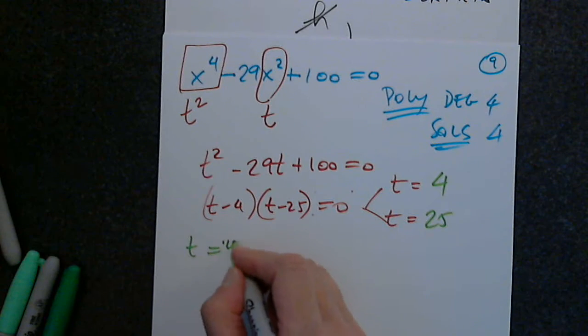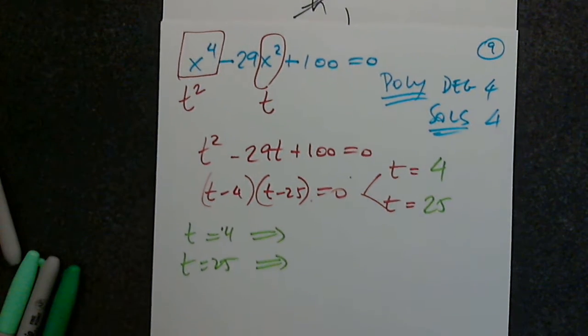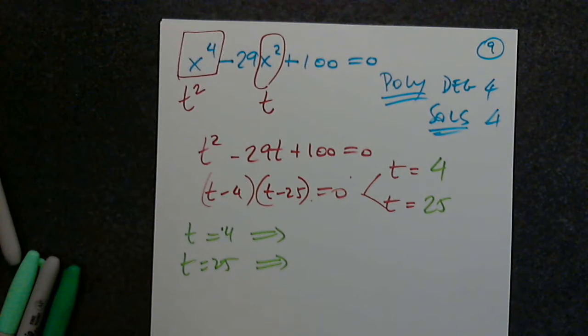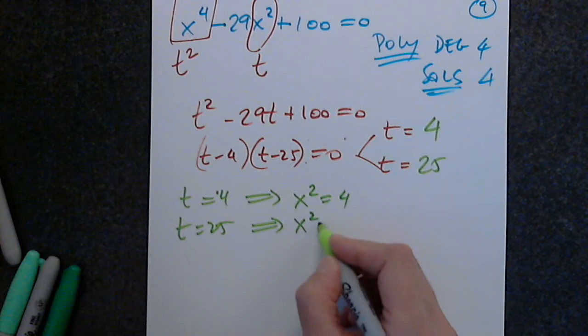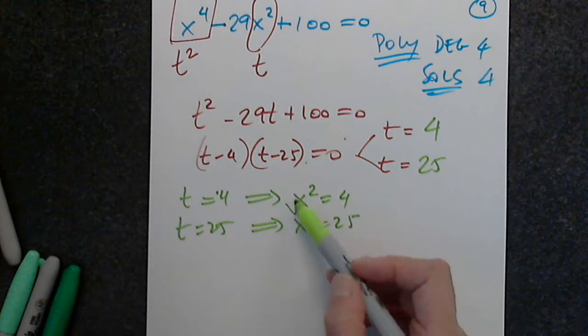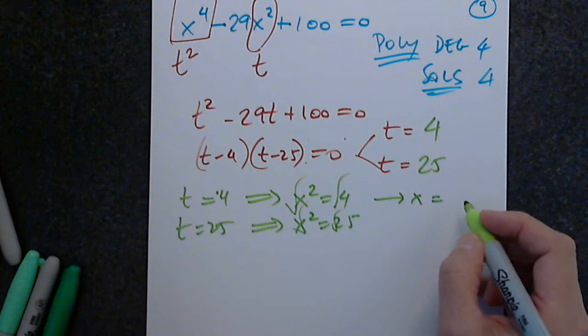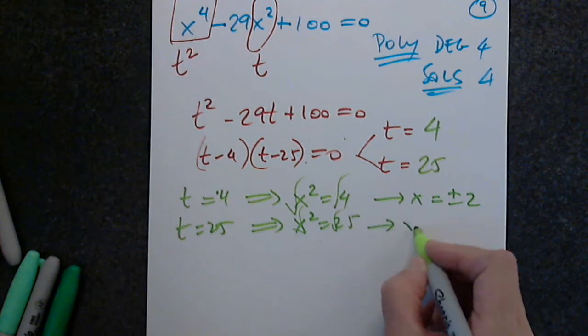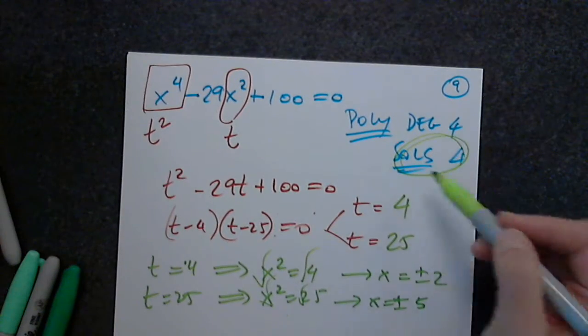But t equals 4 means, and t equals 25 means something else. Exactly, thank you. And x squared equals 25. And I know that from here I take square roots, and I know I will get how many? Right, plus or minus 2, and plus or minus 5, exactly as expected.